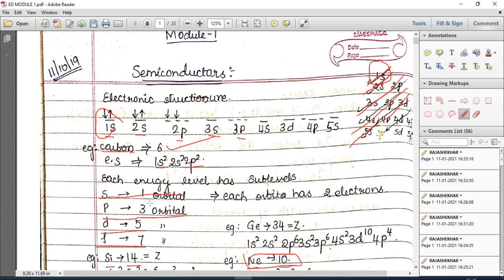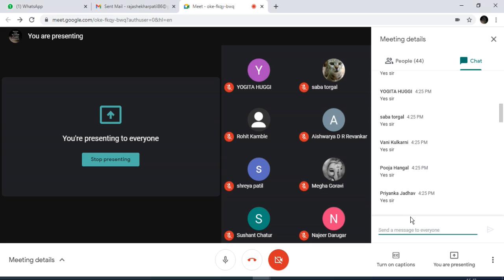Hope it is clear for everyone about ionic bonding and metallic bonding. If yes, respond in the chat box as yes. If not, tell me whatever doubts you have, and I will clarify them. Respond fast so that we can wind up the class.